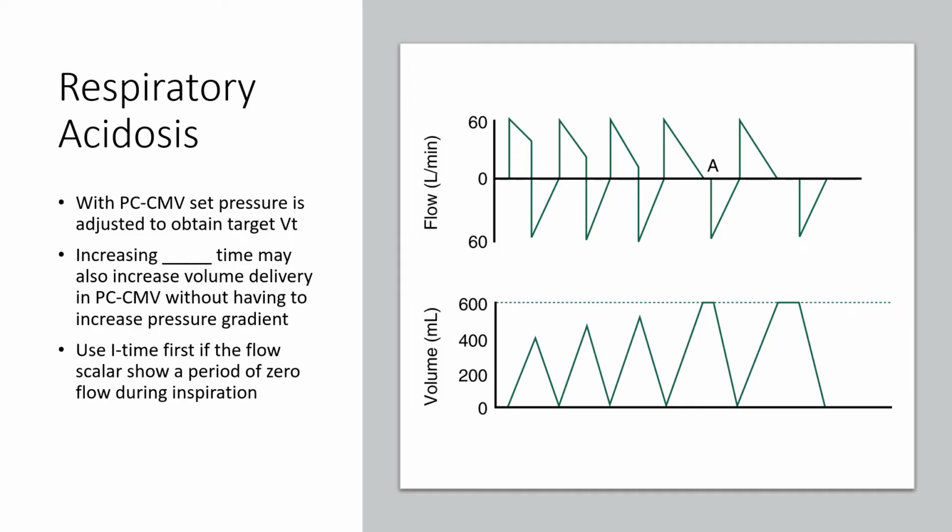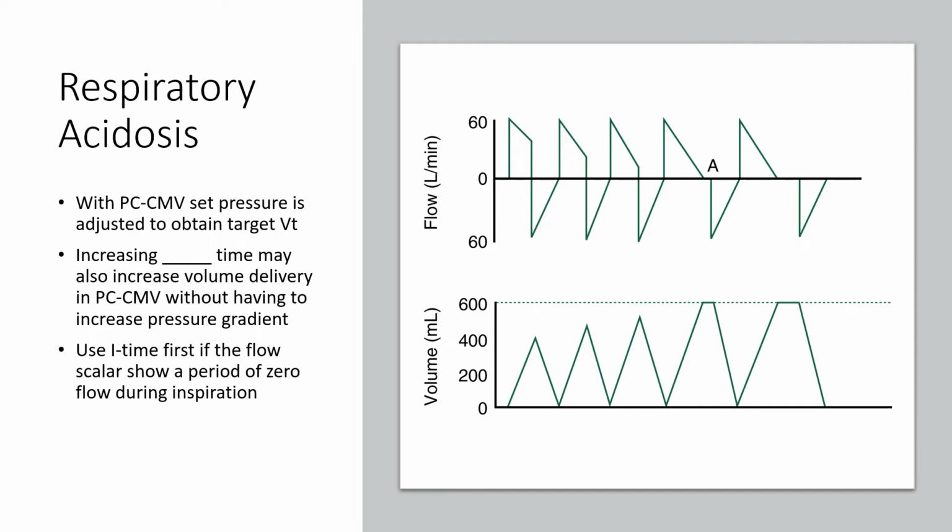So here's a little picture, right? With pressure control, CMV, the set pressure is adjusted to obtain a target tidal volume. So in volume control settings, we decrease the tidal volume, right? Or increase the tidal volume for respiratory acidosis, or increase the rate for respiratory acidosis. But what if they're in a respiratory acidosis and they're on pressure control ventilation? Well, that's what this slide's about. If they're on pressure control ventilation, then the set pressure is adjusted to obtain our tidal volume.